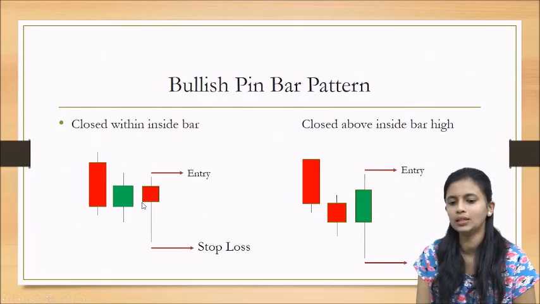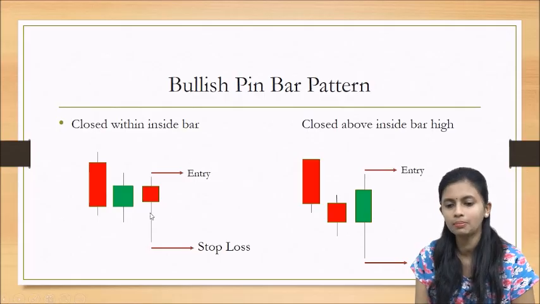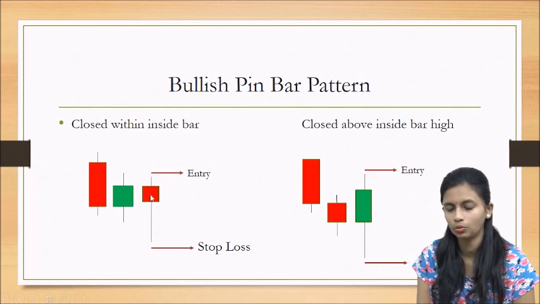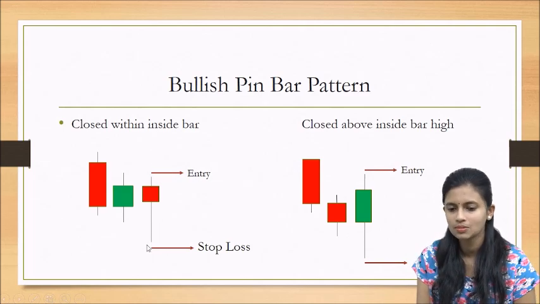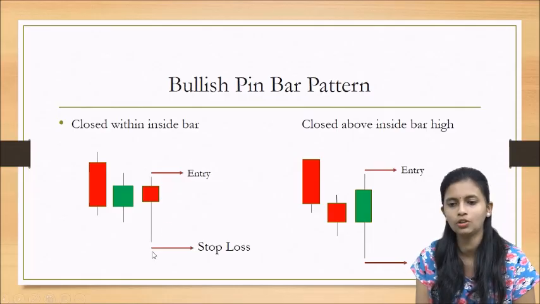Okay, so only these two cases you can consider, but make note of it that in both these cases the longest wick should be here below, not above. If it is above, then it will be a bearish pin bar pattern. So if the wick is below here, it is long, then you can consider it as a bullish pin bar pattern.